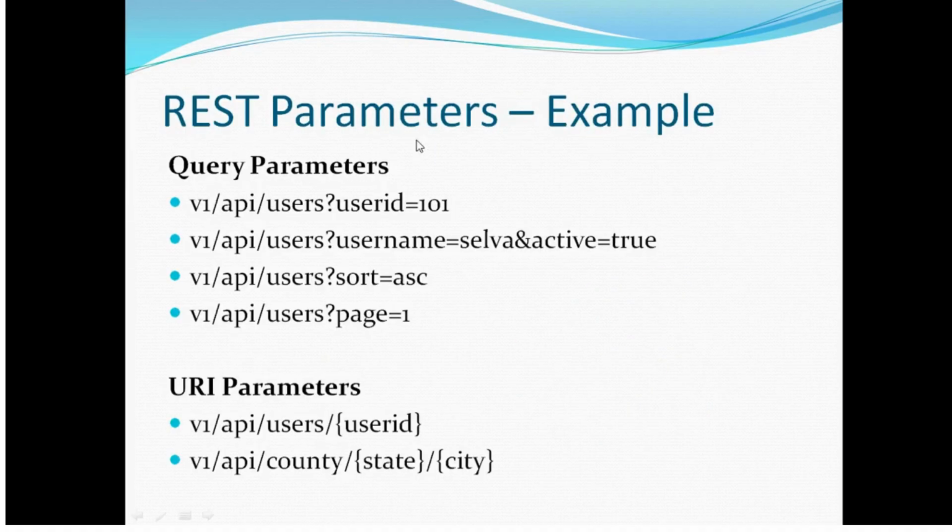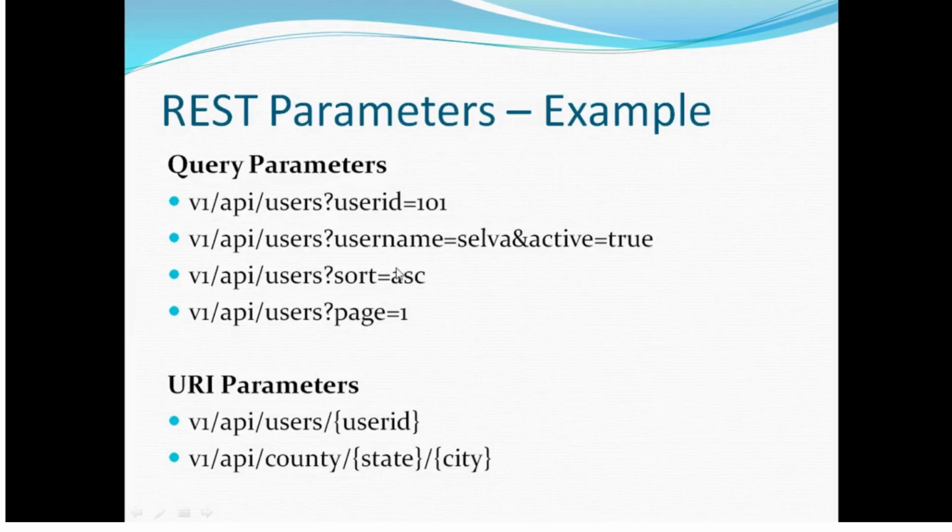Now we are going to see these REST parameters. We have seen two types of parameters, query parameters and URI parameters. Here V1 is the version, API users, then user ID equal to 101. So we query the user data based on the user ID. We can pass multiple parameters in a single request by using the ampersand separator: username equal to Selva and active equal to true. Use the query parameter to sort the records or for pagination as well.